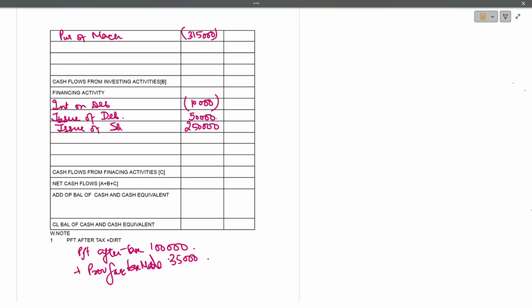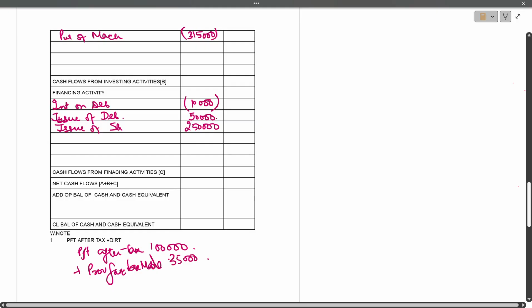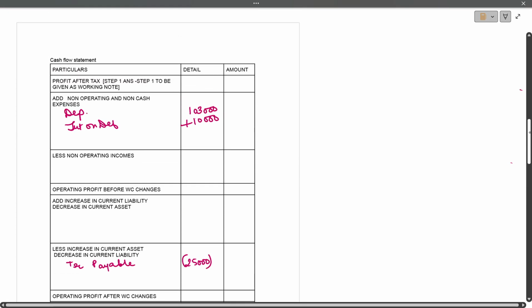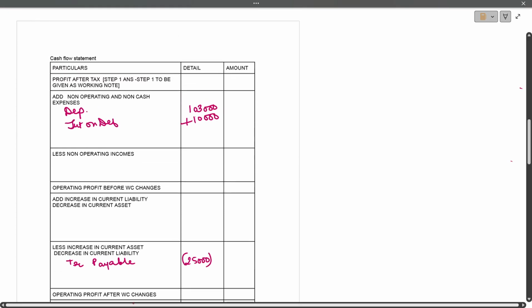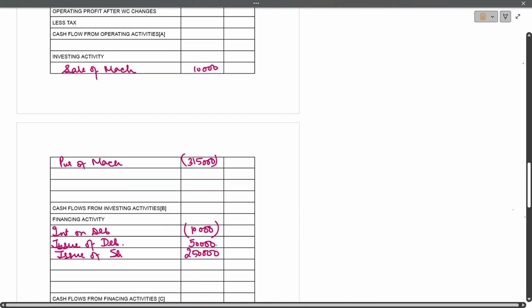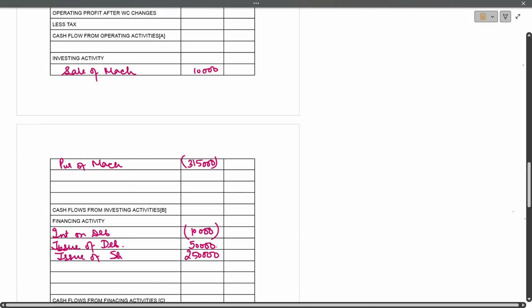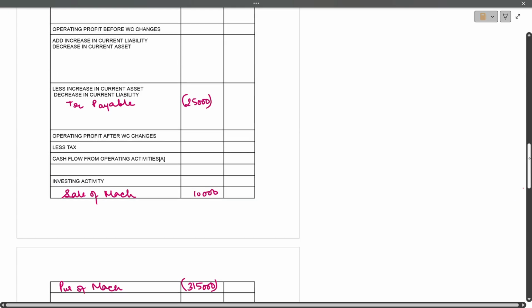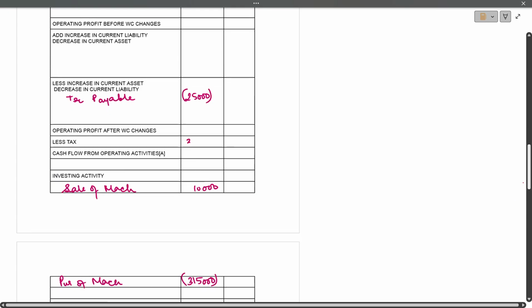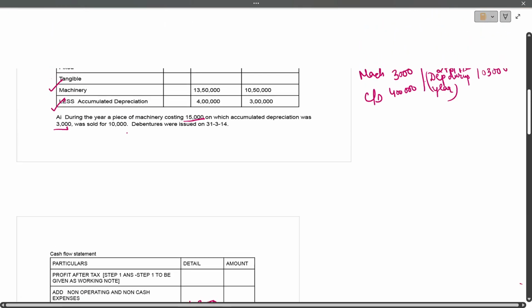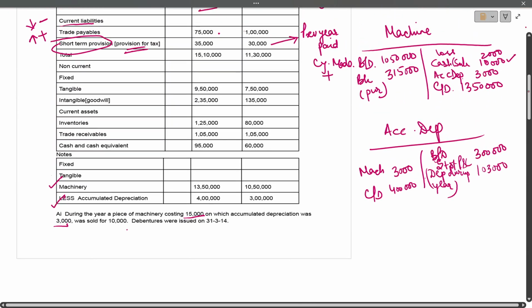30,000 is paid, that comes under operating activity as outflow. So here tax paid will come under operating activity, and that tax paid for me is 30,000 rupees. This is in bracket. This has to be deducted. Let's come to the next thing.